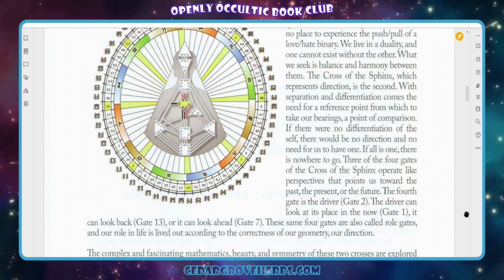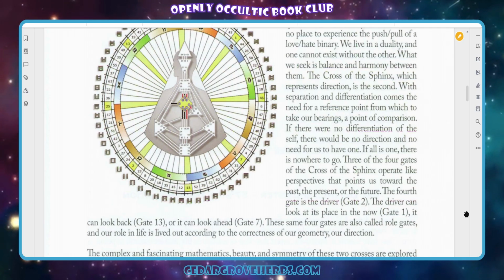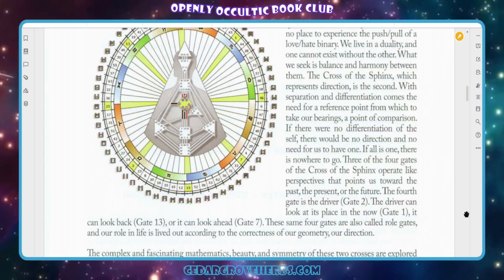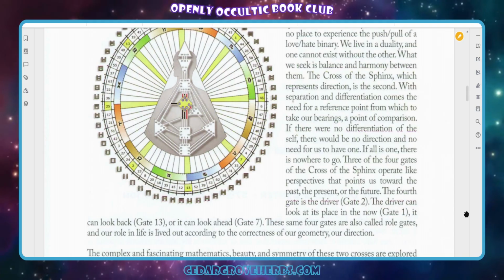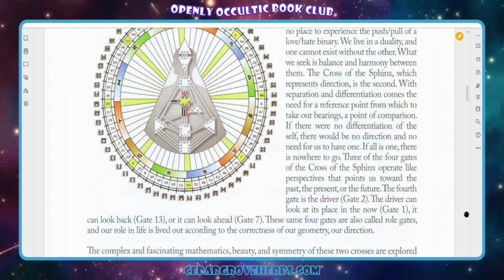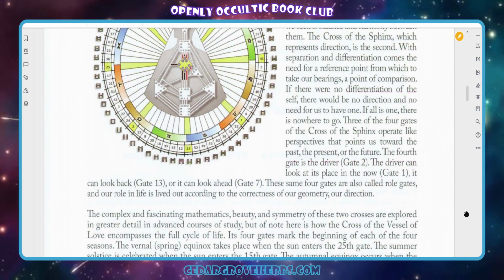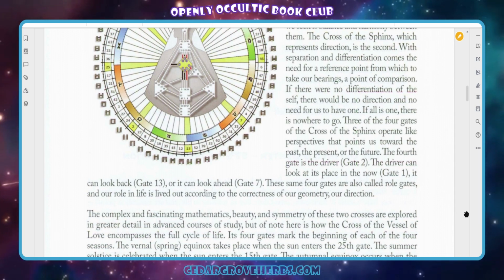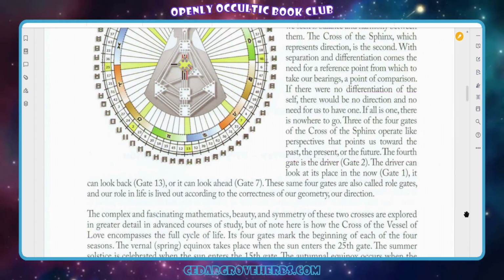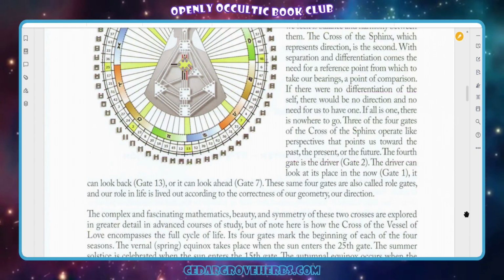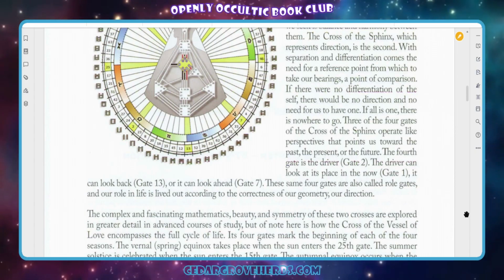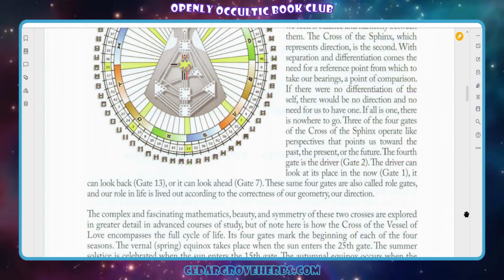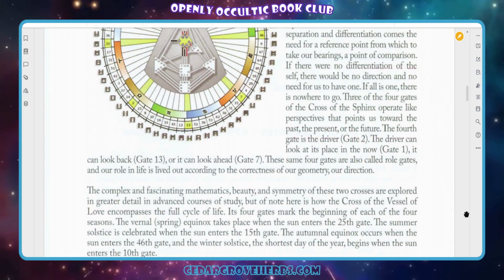3 of the 4 gates of the cross of the Sphinx operate like perspectives that point us towards the past, present, or future. The 4th gate is the driver, gate 2. The driver can look at its place in the now, gate 1. It can look back, gate 13, or it can look ahead, gate 7. These same 4 gates are also called road gates, and our role in life is lived out according to the correctness of our geometry, our direction.